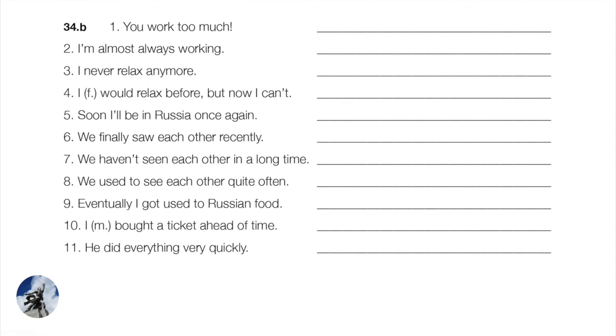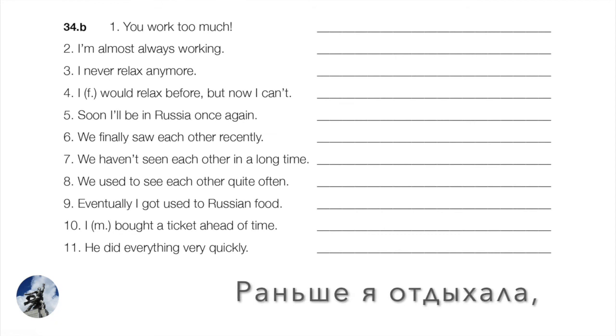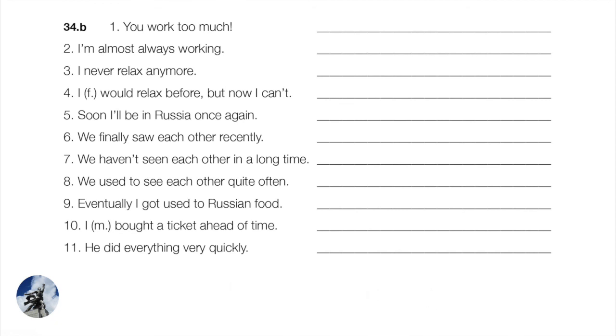Number 4, I would relax before, but now I can't. Before that or previously, that's раньше. We discussed that in chapter 2, I think. Раньше я отдыхал. Imperfective, right? I would relax. That used to be your habit. Before, previously, you used to relax, but now I can't. Но теперь, note the contrast. Теперь я не могу.